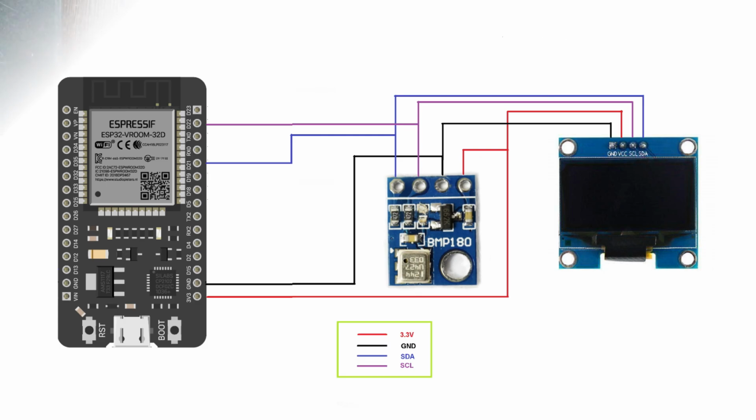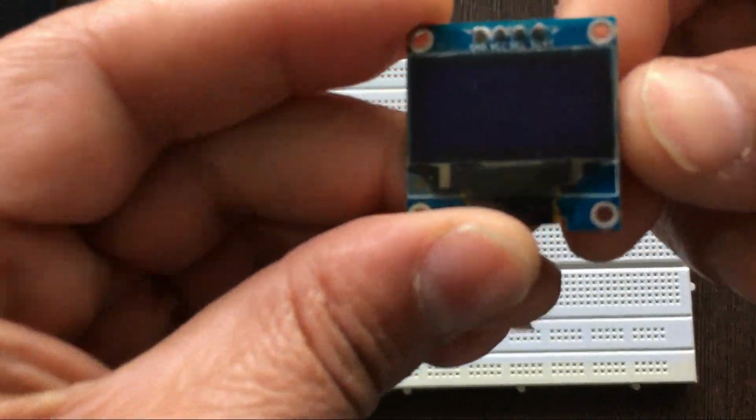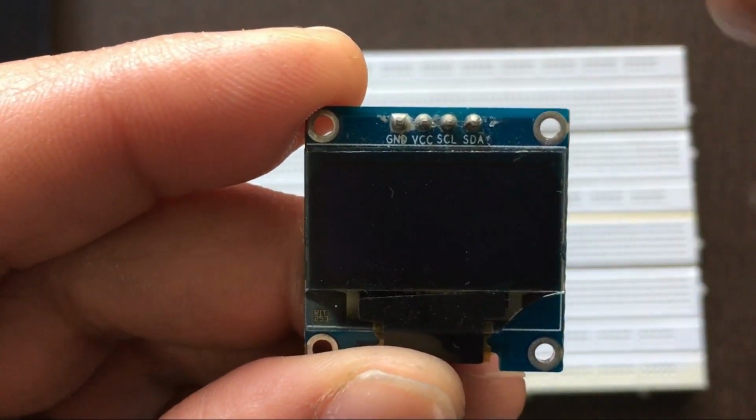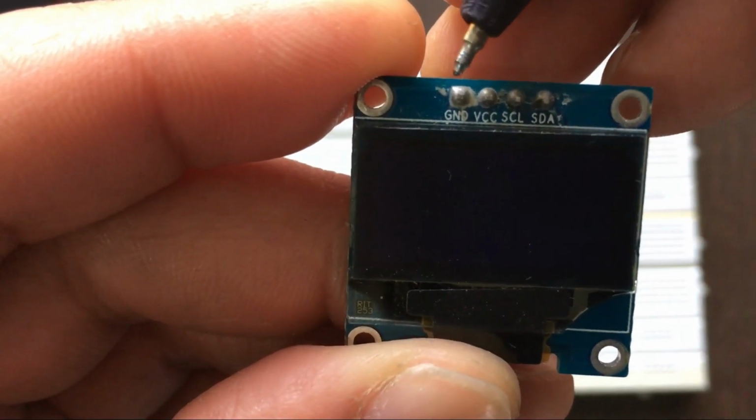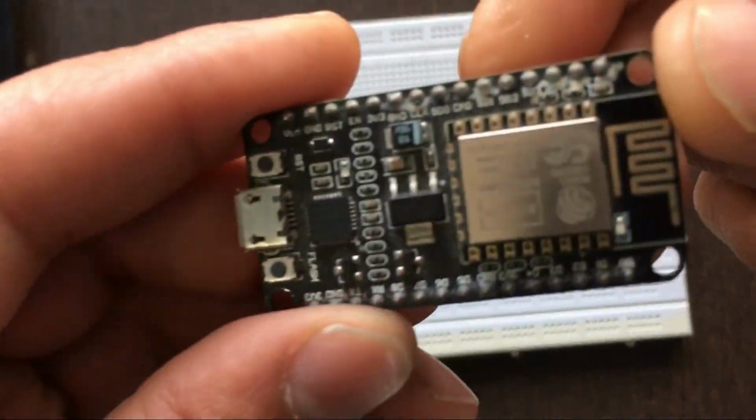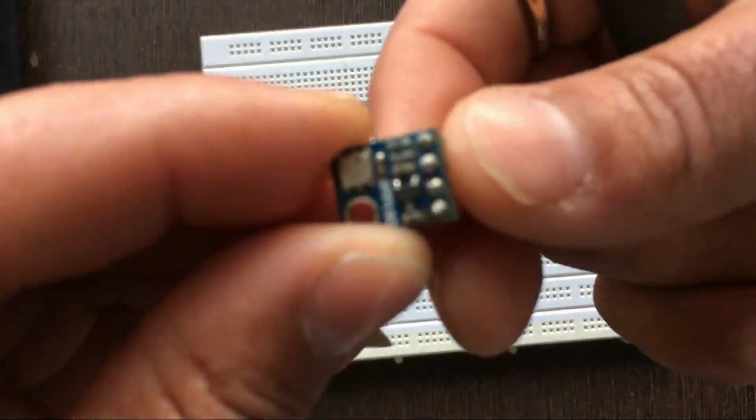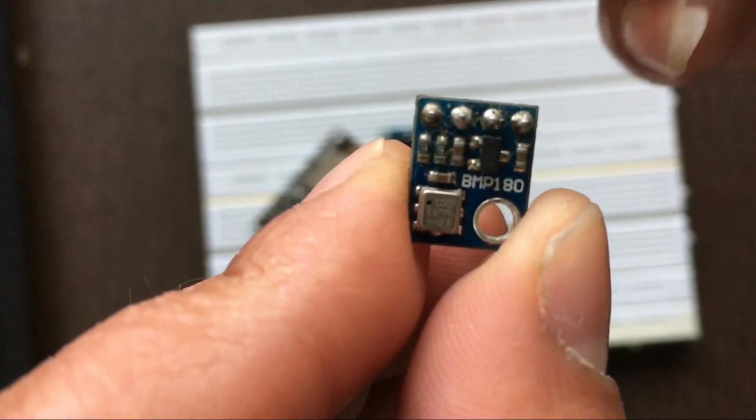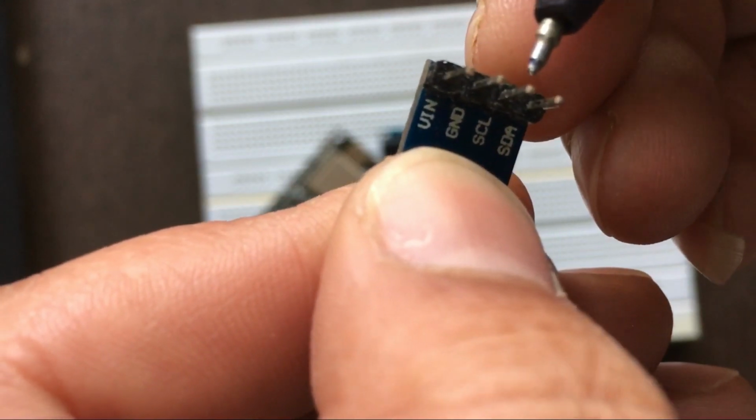Now we connect the hardware. This is a breadboard. This is a 128x64 I2C OLED and it has 4 pins: ground, VCC, SCL and SDA. This is a NodeMCU ESP8266 Wi-Fi board. This is a BMP180 sensor. It also has 4 pins: VCC, ground, SCL and SDA.